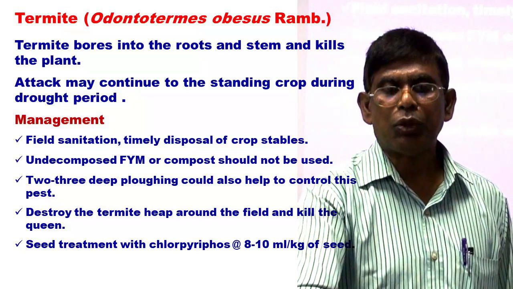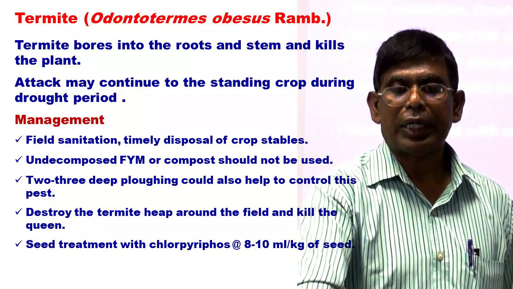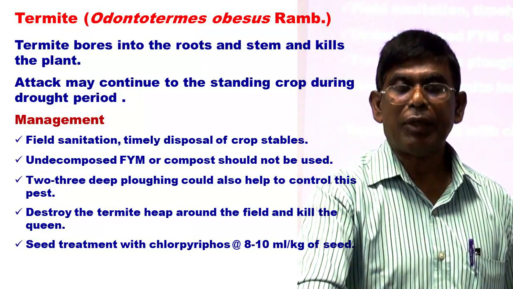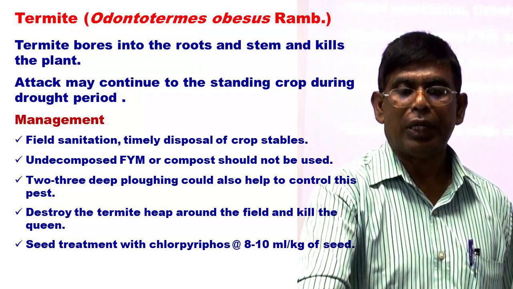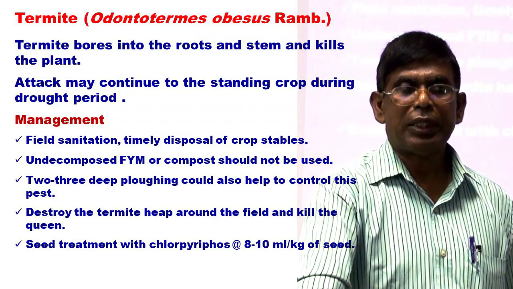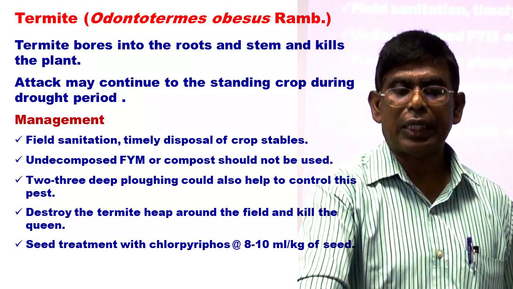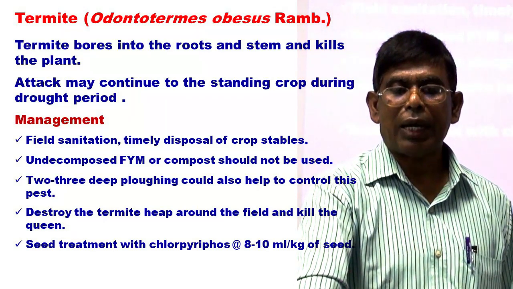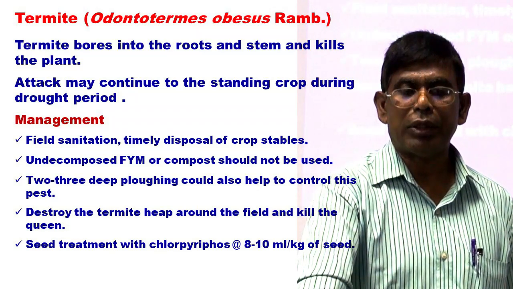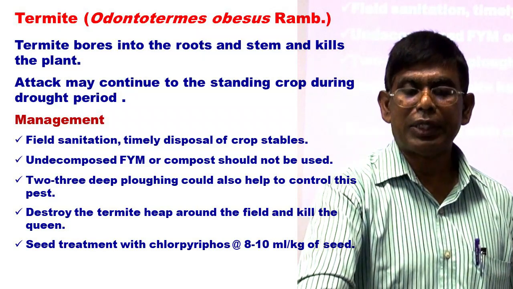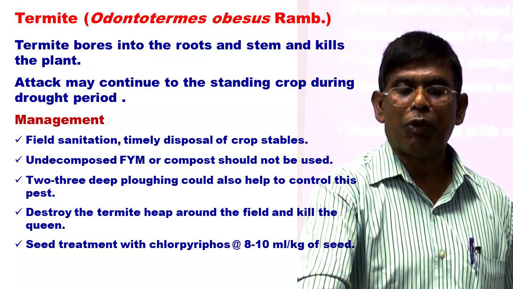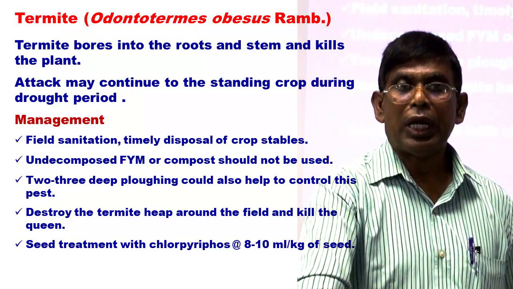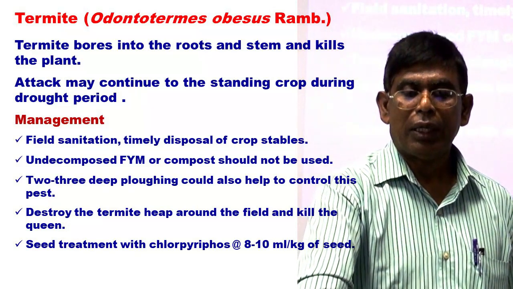Then another important insect is termite. Termite bores into the roots and stem and kills the plants. Attack may continue to the standing crop during drought period. Its management can be done through field sanitation, that is timely disposal of crop stubbles. That means clean cultivation is required, and you should not use undecomposed FYM or compost which attracts termite.